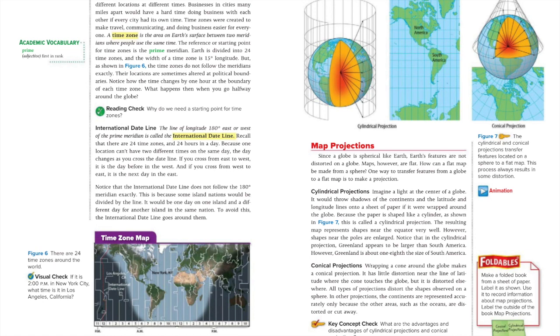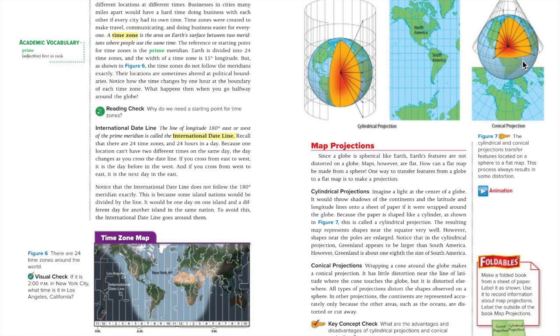Imagine a light at the center of a globe, okay? So put a flashlight right in the center. It would throw those shadows of the continents and the latitude and longitude lines onto a sheet of paper, right? If it were wrapped around the globe. Well, because the paper is shaped like a cylinder, we're going to look at figure 7, this one here, okay? This is called a cylindrical projection.